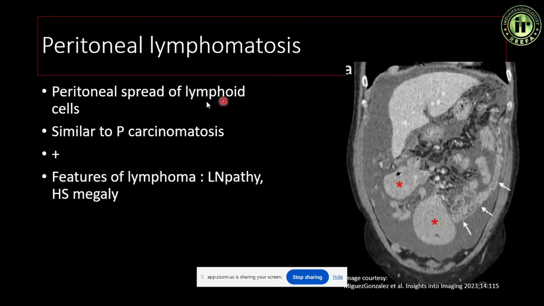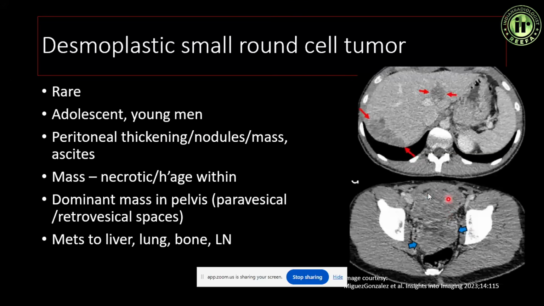Peritoneal lymphomatosis. This is when there is spread of lymphoid cells. This is rare, seen in immunosuppressed patients. Again, your imaging features are similar to peritoneal carcinomatosis, where you see ascites and peritoneal thickening. But if you have added-on features such as lymphadenopathy and hepatosplenomegaly, then you can raise the possibility of peritoneal lymphomatosis.